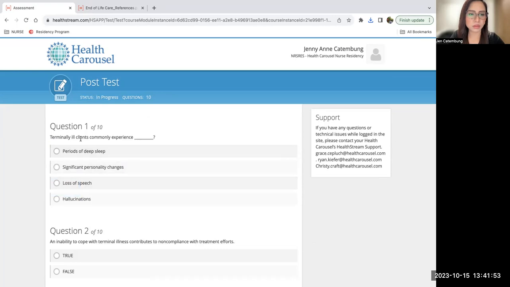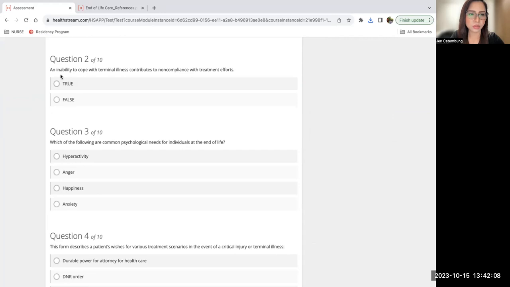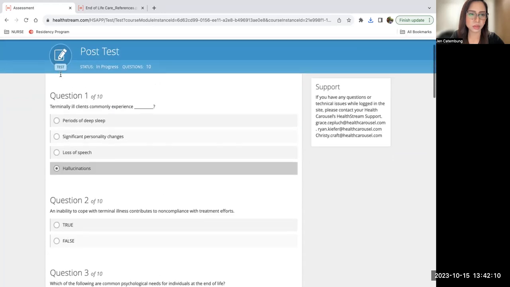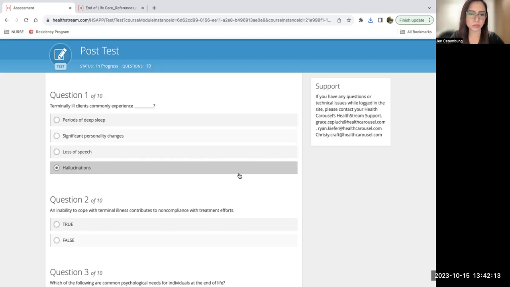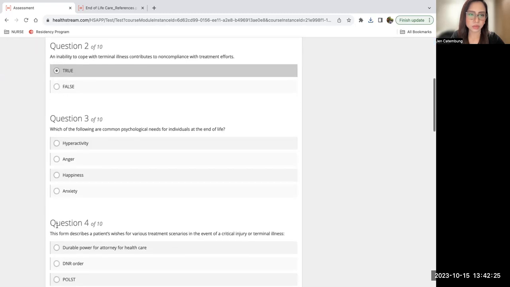Terminally ill clients commonly experience periods of deep sleep, significant personality changes, loss of speech, hallucinations. An inability to cope with terminal illness contributes to non-compliance with treatment efforts. Yes, if you're unable to cope, you are non-compliant.